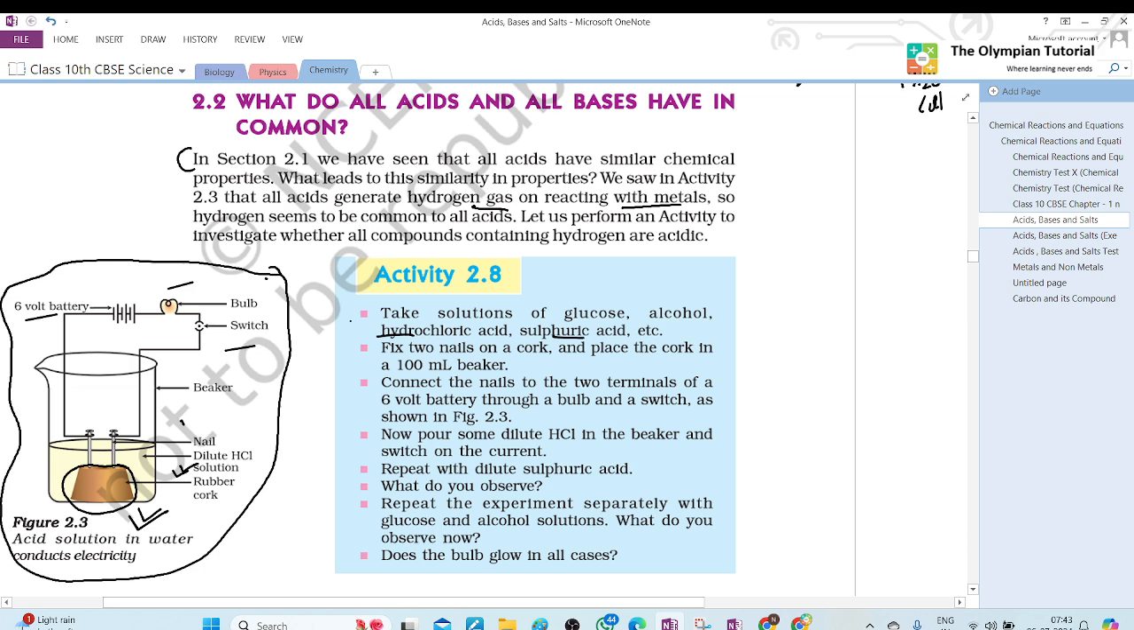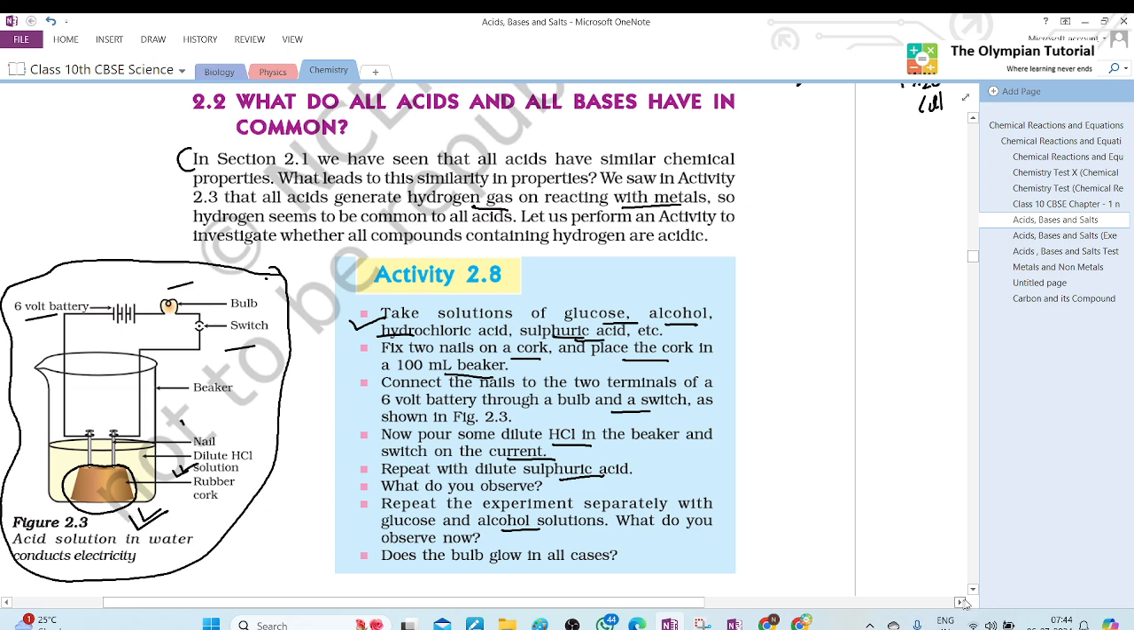Here they are saying: take solutions of glucose, alcohol, hydrochloric acid and sulfuric acid, etc. Two nails fixed, place the cork in a 100 ml beaker. Connect the nails to the two terminals of a 6-volt battery through a bulb and a switch as shown in the figure. Pour some dilute HCl in the beaker and switch on the current. What will happen? Will the bulb glow? We have to repeat this with sulfuric acid, and separately with glucose and alcohol.